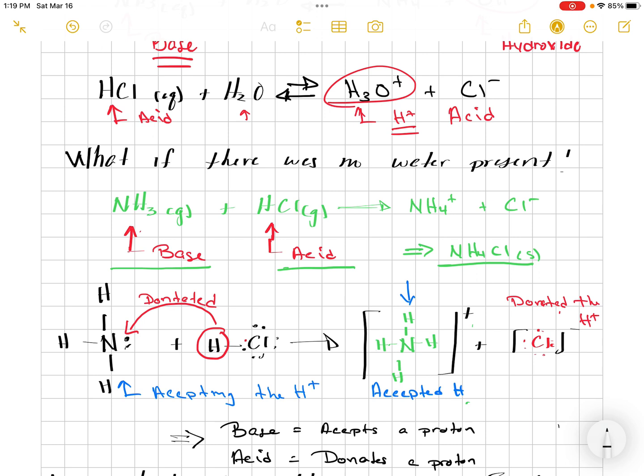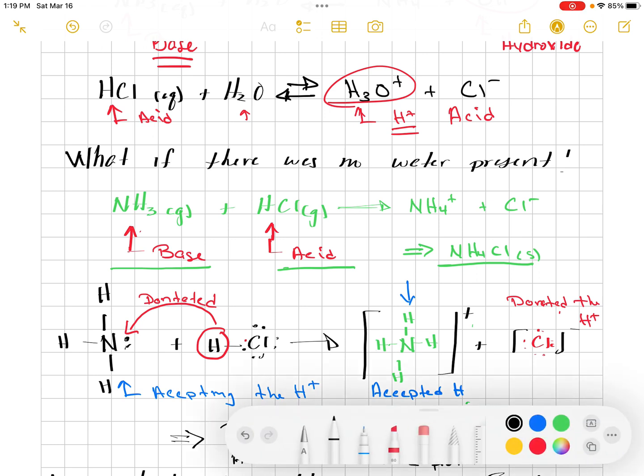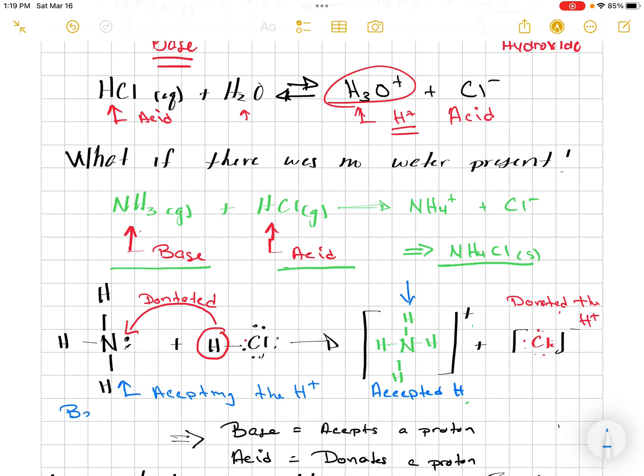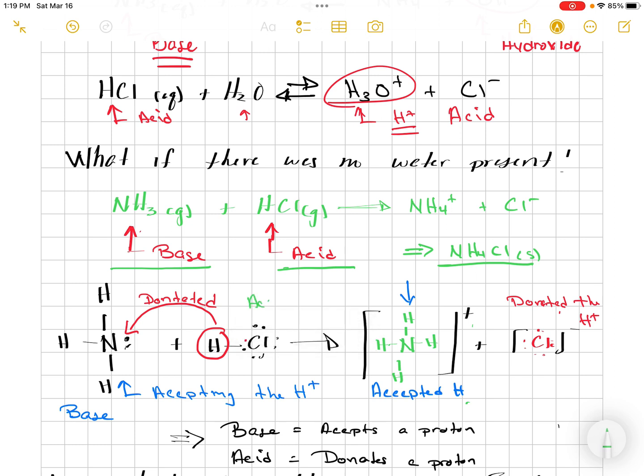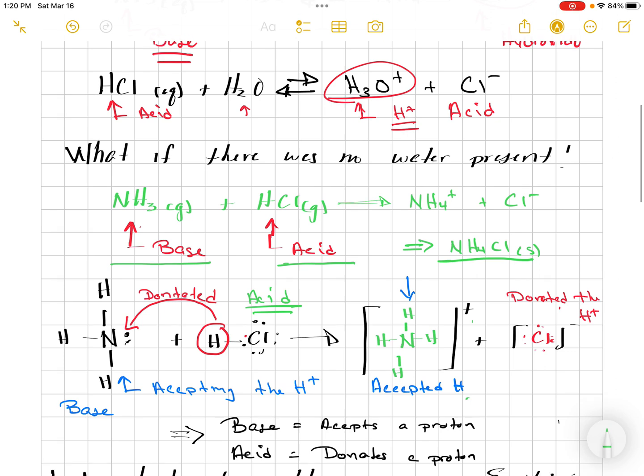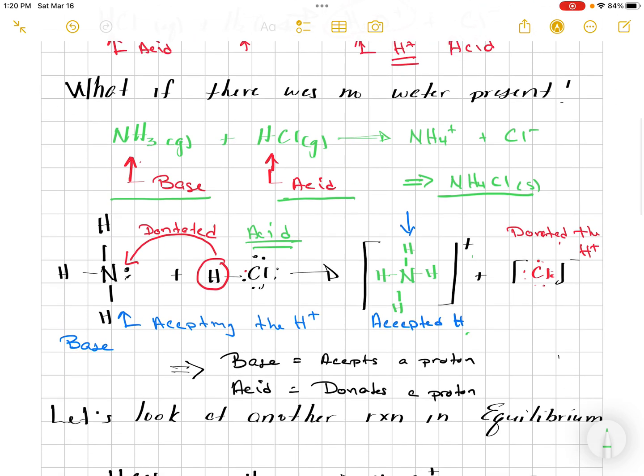So on this definition, here we have the base because it's accepting the proton, and here we have the acid because it's donating the proton. Does that make sense? Let's look at another reaction that's in equilibrium.